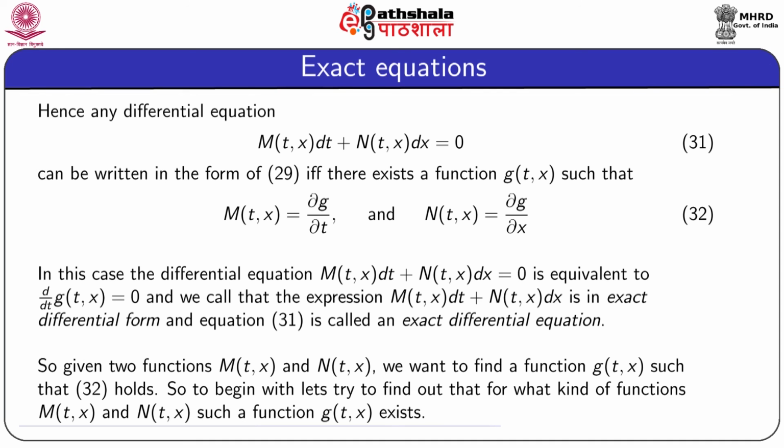So, given two functions M(t,x) and N(t,x), we want to find a function g(t,x) such that equation number 32 holds. So, let us try to find out for what kind of functions M(t,x) and N(t,x) a function g(t,x) will exist. Overall, an exact differential equation will be of the form M(t,x) dt plus N(t,x) dx equal to 0 if you can express it in the form d/dt of some function is equal to 0.